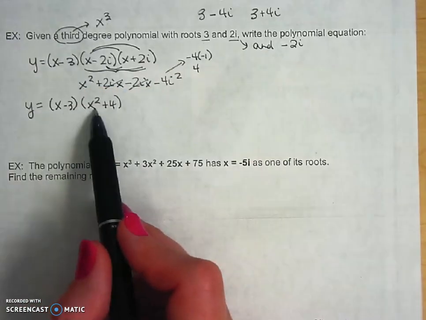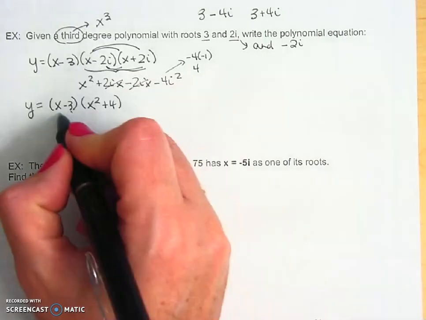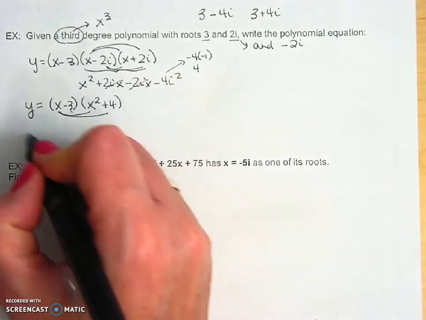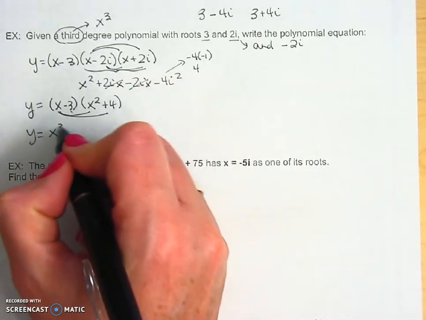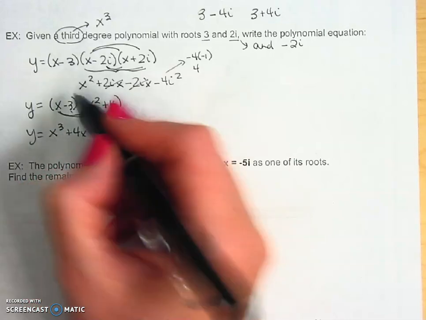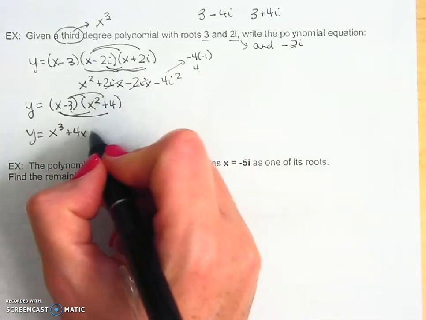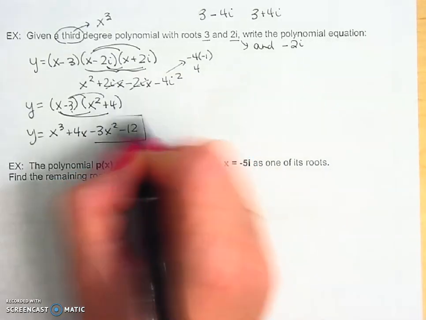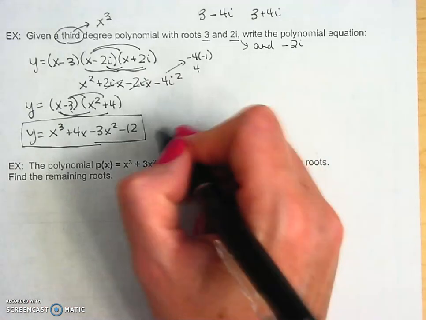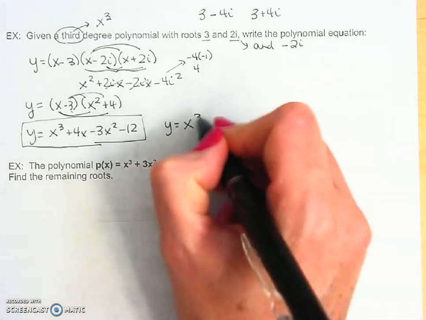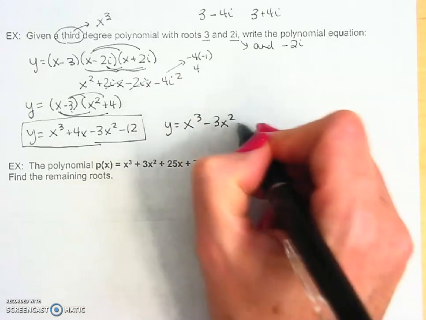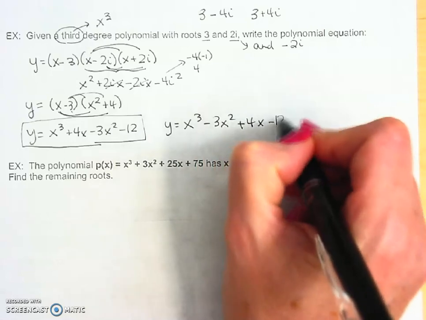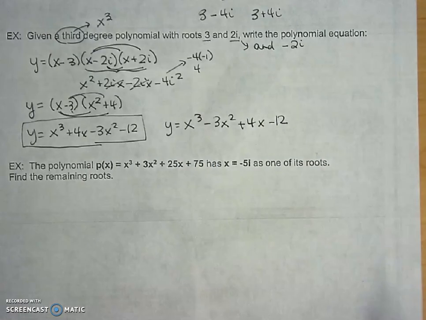And so now I'm just going to double distribute here, distribute my x. So y is equal to x cubed plus 4x. Distribute the -3. And this is a correct answer. You can also write it in standard form if the order matters to you. So both of those are correct answers.